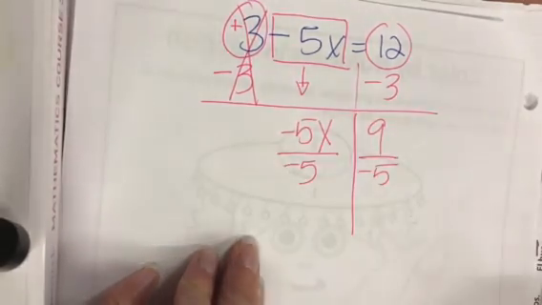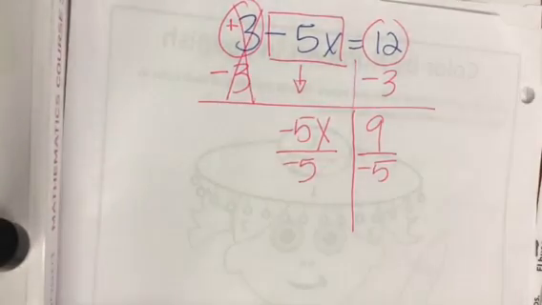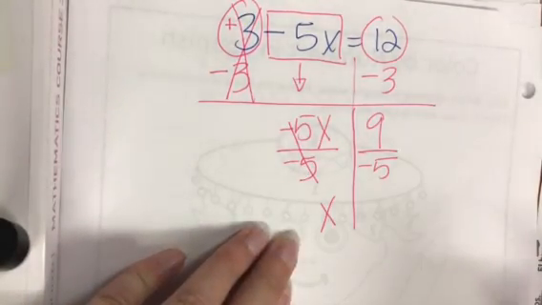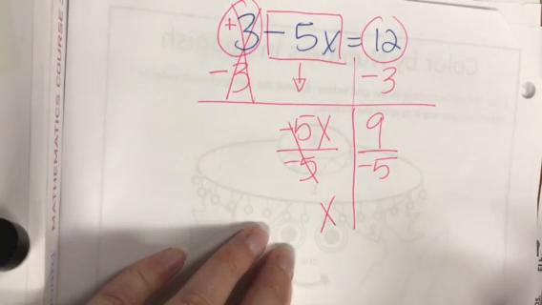Now, wait, hold on. You have 9 divided by -5. Do I have to solve that? Can I leave it as a fraction? Well, it's improper, so we need to make sure it's a mixed number. We need to simplify it. What I'm saying is, do I need to turn it into decimals? No. Okay, so I can leave it as a fraction. Absolutely.